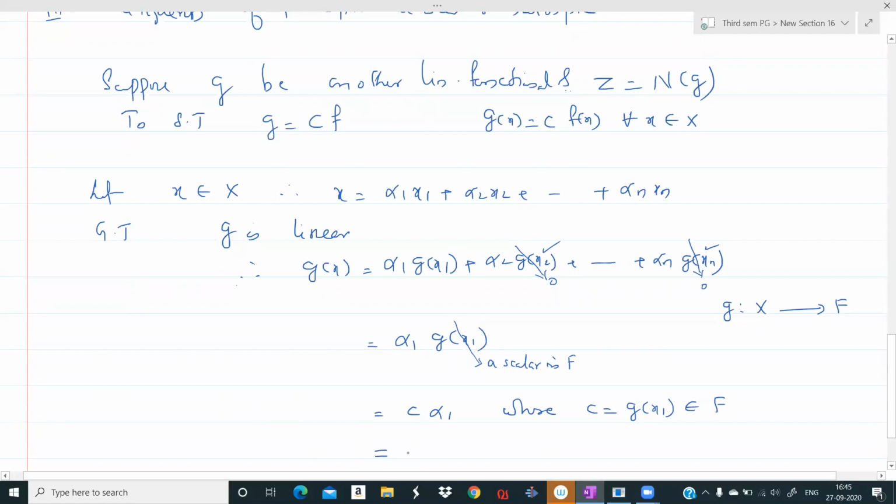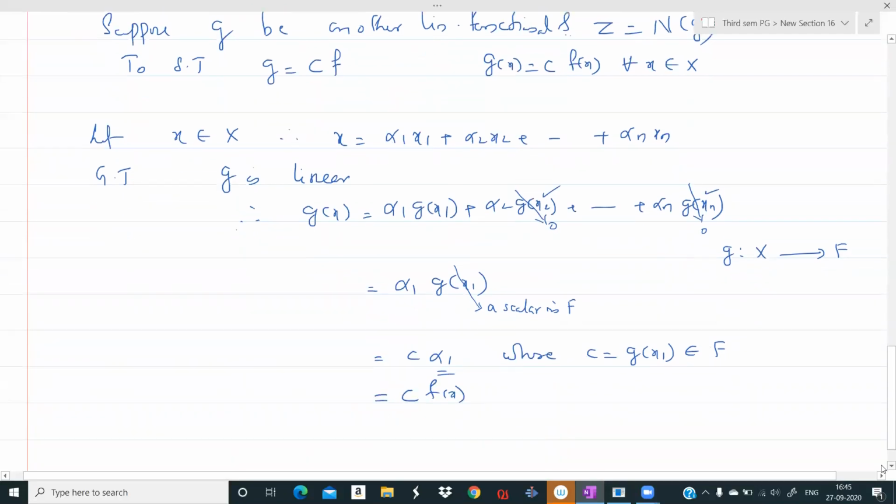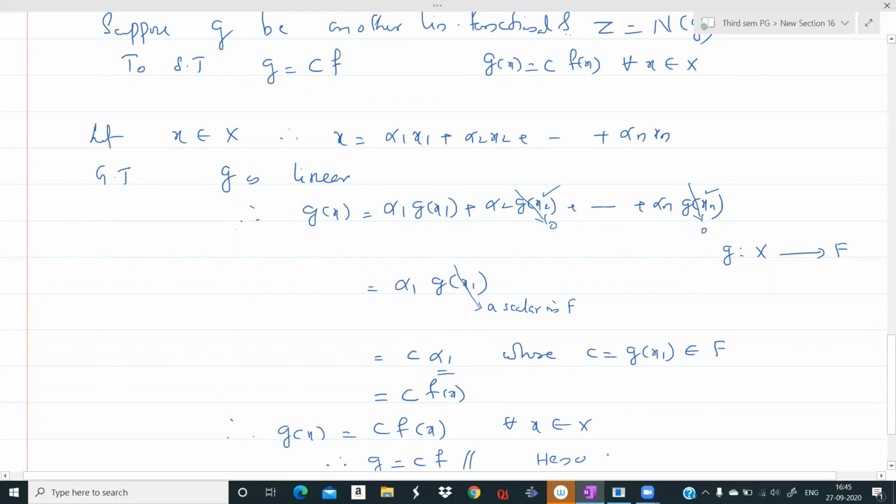Now this is equal to C, and what is alpha 1? By definition, f of x was the coefficient of x1. So this alpha 1 is f of x. Therefore, Gx is equal to Cf of x. This is true for all x belongs to X. Therefore, G is equal to Cf.